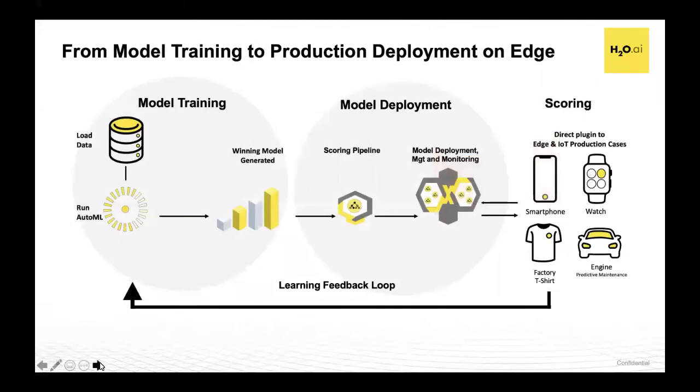So in this example, we train the model, the winning model is generated, and we create that scoring pipeline. Now we need to deploy that scoring pipeline out and manage it. And that's when we talk about MLOps. And then some application is going to use that model that we've deployed. And that could be anything from a smartphone to a predictive maintenance application that's running on a fleet of vehicles. It could be anything, right?